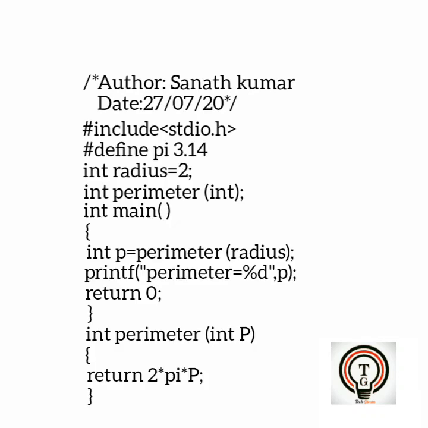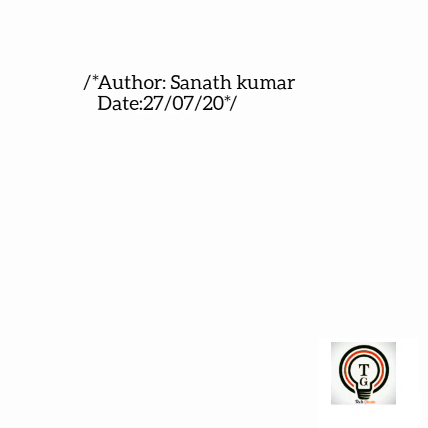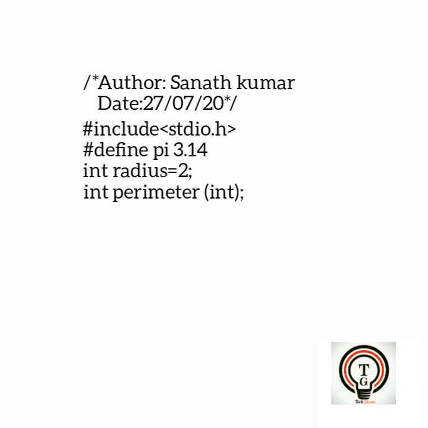This program is used to print the perimeter of a circle. Firstly, in this program we have included the name of the author and date in the documentation section. Secondly, we have included the stdio.h header file in the linker section. Later, we have defined a variable pi as 3.14. Next, we declared a variable radius and assigned a value 2 to it.